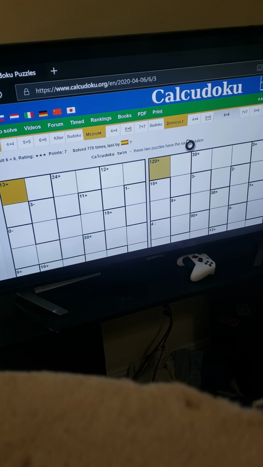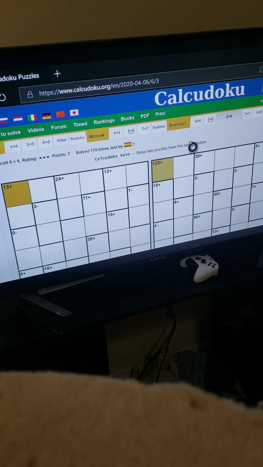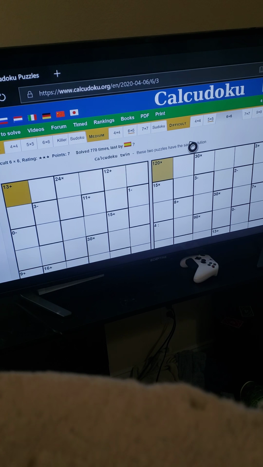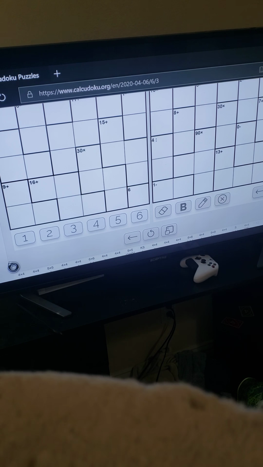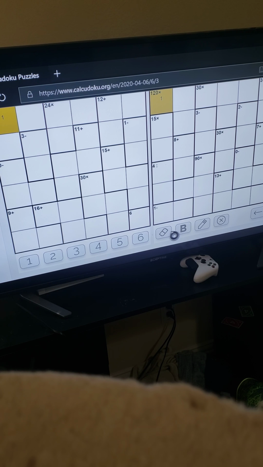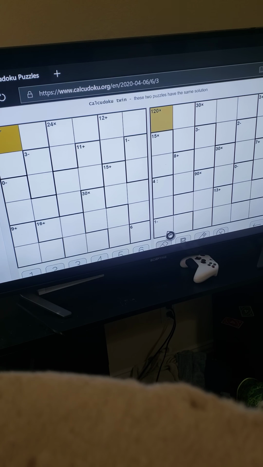Hi guys, welcome to another video, and today I'm going to show you how to solve a difficult 6x6 twin calcudoku puzzle. So basically what twin calcudoku means is that, if there was a 1 right here, it would be in the same corresponding place in the other puzzle, but the square obviously isn't 1, which I'll explain later why. Alright, without wasting more time, let's get started.